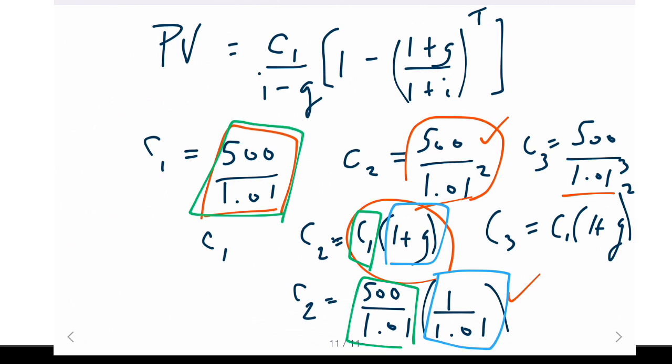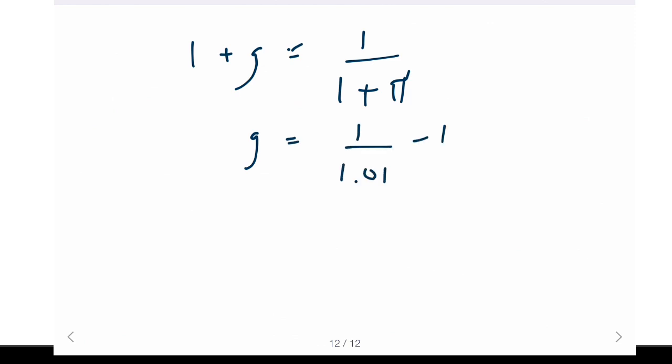All right, so let's take those blue. So 1 plus G must be 1 over 1 plus pi, I said. So what we're trying to find is the growth rate, which we know is negative because the amounts are declining. They're not growing. So solving, in this case, G must be 1 over 1.01 minus 1. And when you solve this, what do you get?